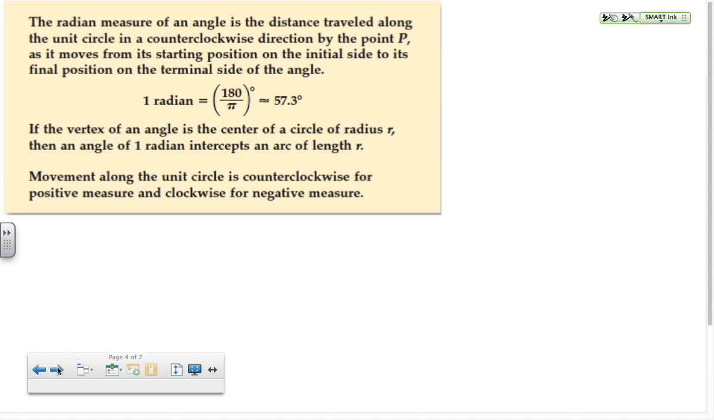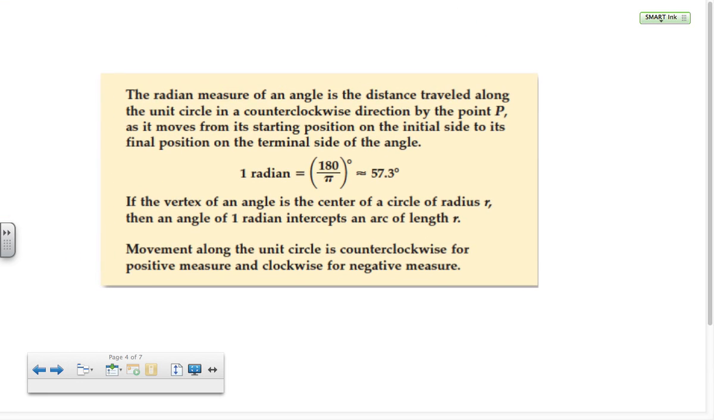So this is the definition of a radian. I'm just going to read through this with you really quick, so that you have an understanding of what it is. Okay, I keep forgetting to put my marker on it. Alright, so the radian measure of an angle is the distance traveled along the unit circle in a counterclockwise direction. Alright, so let's talk about what that means. Okay. I have my unit circle. Okay. Traveling in a counterclockwise direction.